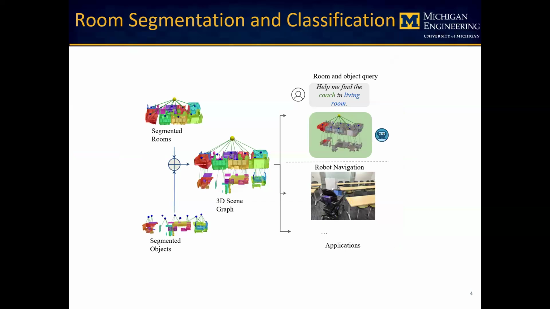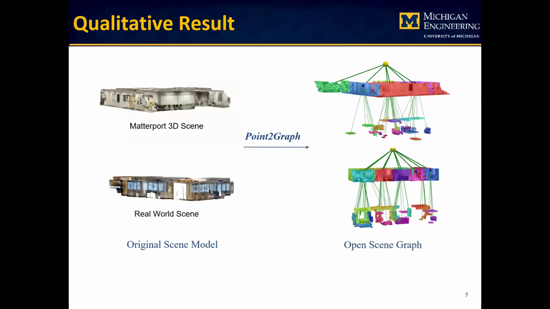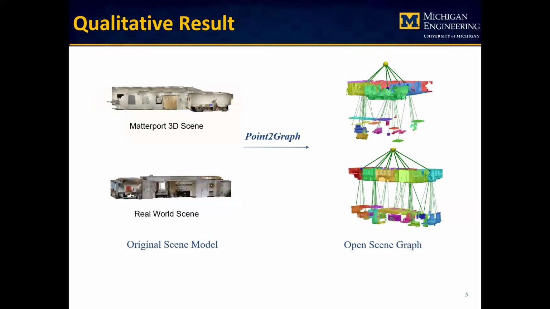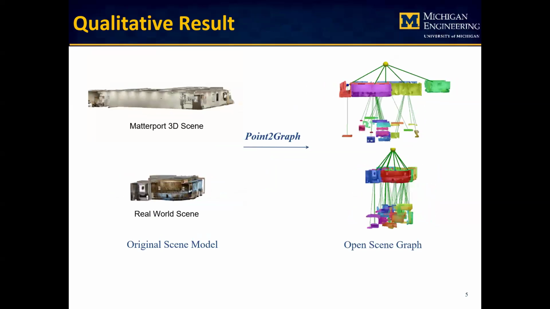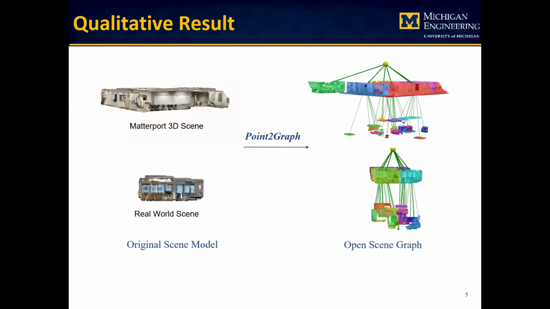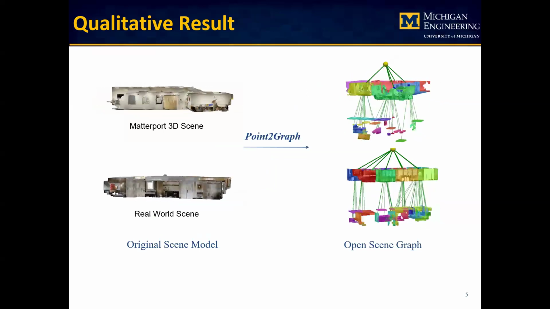Then the two layers are merged to get the final 3D scene graph. Then it can be used in room and object query and robot navigation. Here is the qualitative result of Point2Graph. We evaluate the results on the Matterport 3D dataset and the real-world scene.